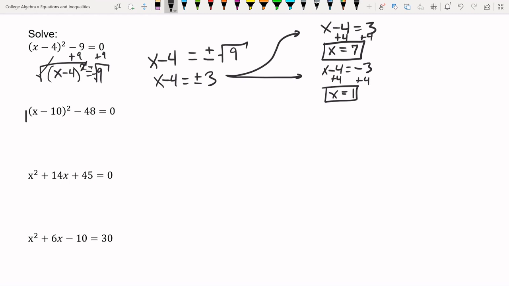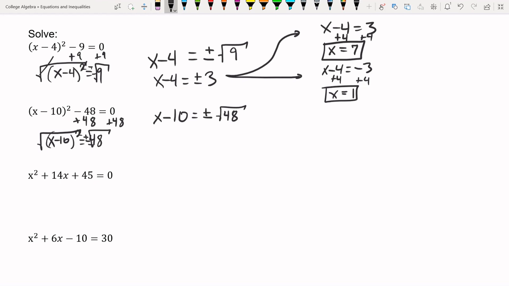The same thing is true for the second problem. The only place x is found is within this quantity with a square, which means all we have to do is add the number on the outside to the other side to get the squared quantity by itself, equals 48, and then take a square root. When we take a square root, we add a plus or minus, and that gives us x minus 10 equals plus or minus the square root of 48.